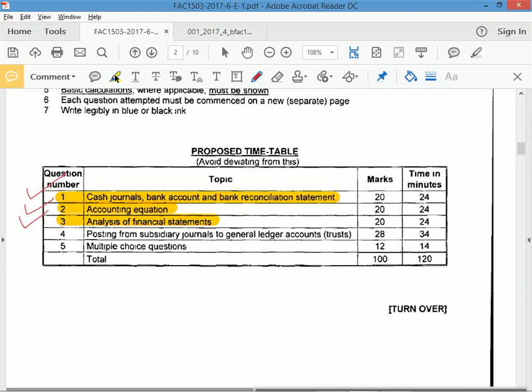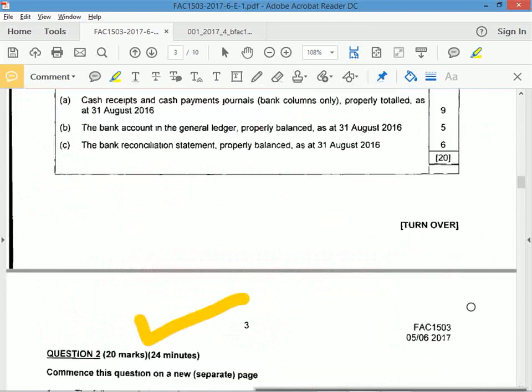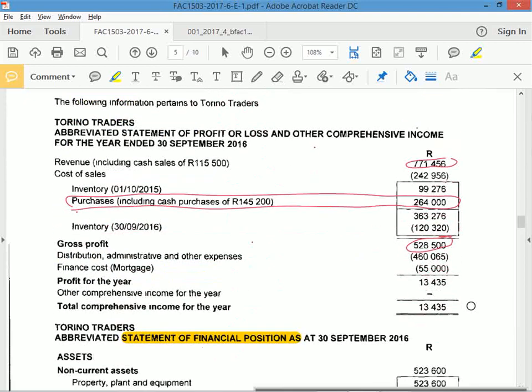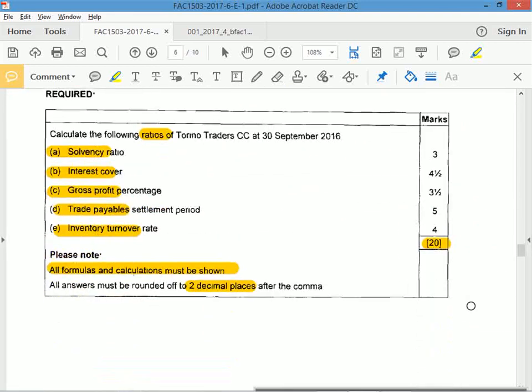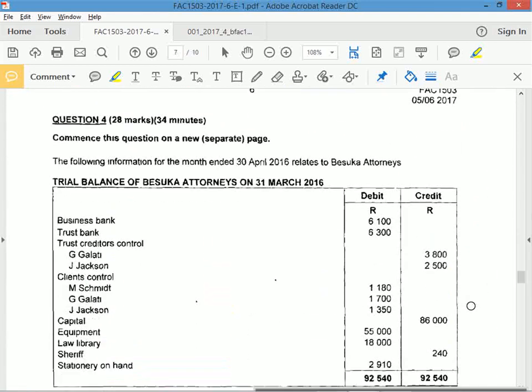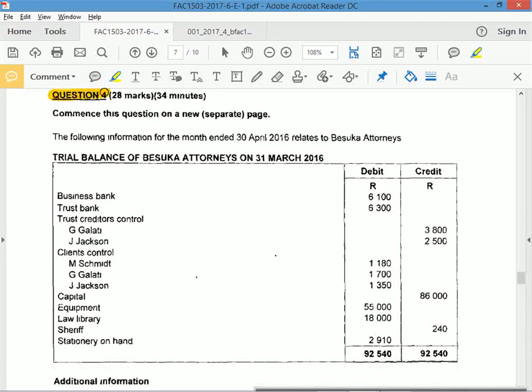Okay, let's look at number 4 now. Posting from the subsidiary journals to the general ledger. Notice this is the longest question, so it's going to be the most difficult. I'm posting journals to ledger, so it's T accounts. So let's look at it. Yes, it is a trust account. Yeah, there are always trust account questions in the exam papers. That's also something that you could maybe identify.